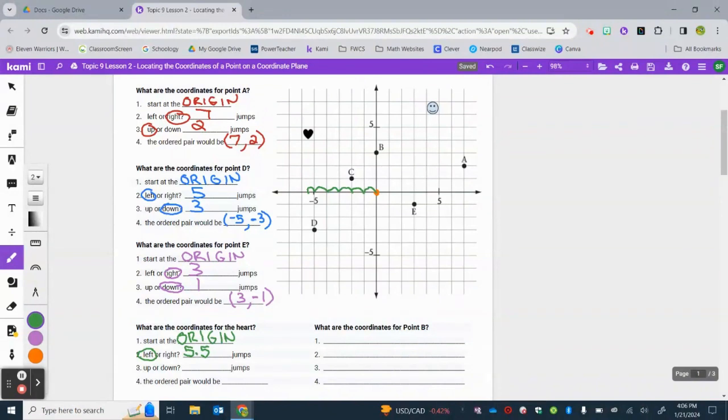And then from that location, I can definitely tell that I'm going to move up. And I'm going to move up 1, 2, 3, 4.5 jumps. So we'll say 4.5. And again, since we moved to the left on the x-axis, that is going to be a negative 5.5. And then since we went up 4.5, we are going to say positive 4.5. So the heart is located at negative 5.5, 4.5.